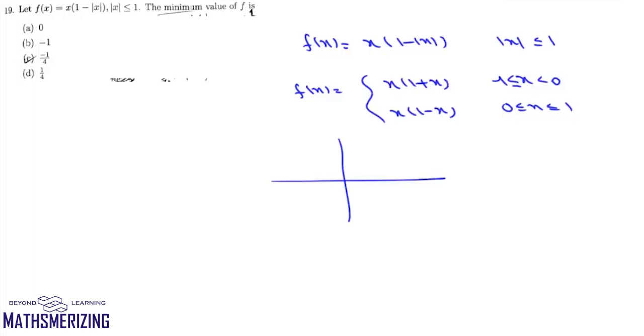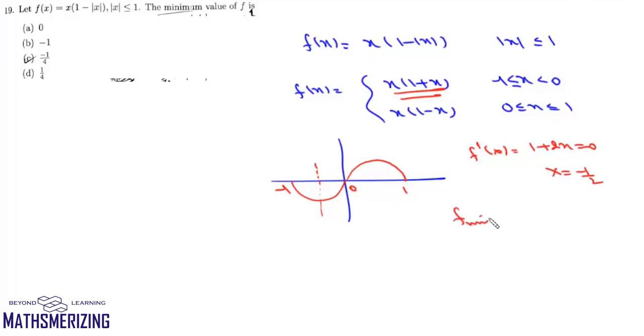Now we'll draw this graph. When x lies between minus 1 and 0, it will be a parabola opening upwards, and roots are minus 1 and 0. And for the second part, it will be a parabola opening downwards, with roots from 0 to 1. Now it will attain its minimum value in this interval, so we'll find f dash x. f dash x will be 1 plus 2x equal to 0. Value of x will be minus 1 by 2. So the minimum value of this function will be minus 1 by 2 into 1 by 2, and that is minus 1 by 4, and that's your option number C.